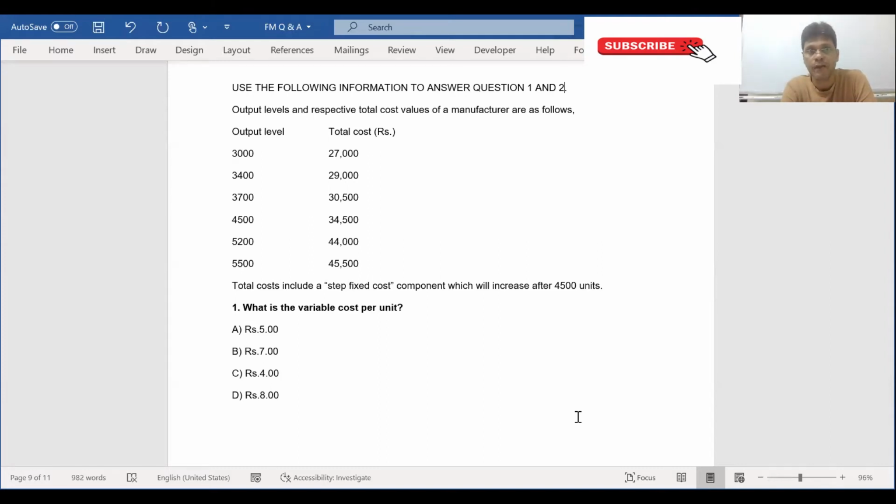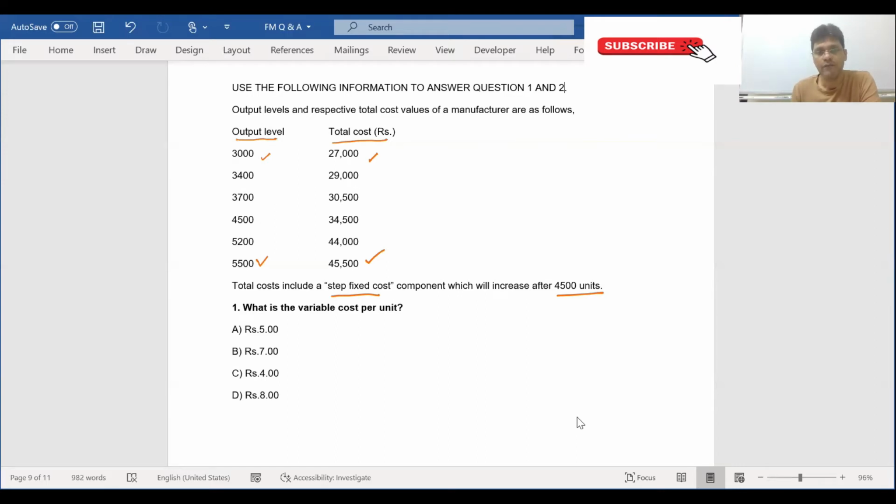The questions. Use the following information to answer question number 1 and question number 2. Output levels and respective total cost values of a manufacturer are as follows. So you are given the output levels and the total costs. Output levels from 3000 to 5500 are given, and the respective costs are also given. The total cost includes a step fixed cost component which will increase after 4500 units.